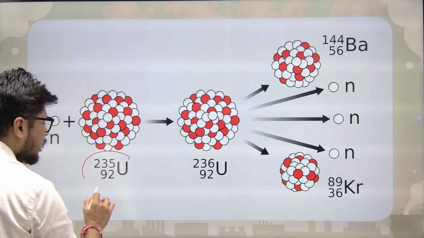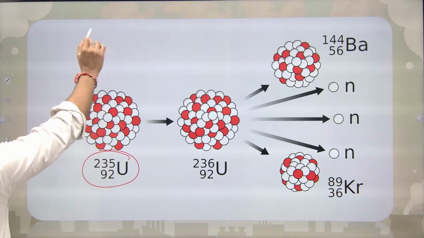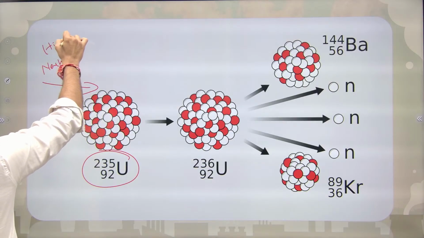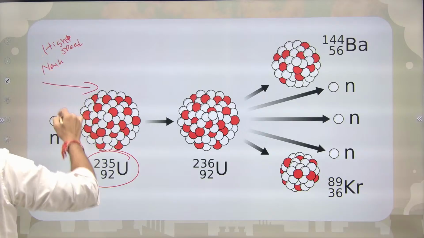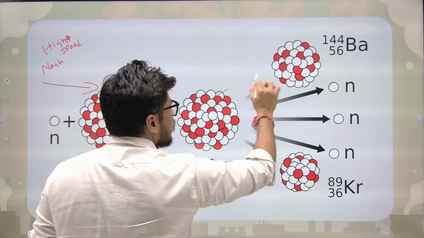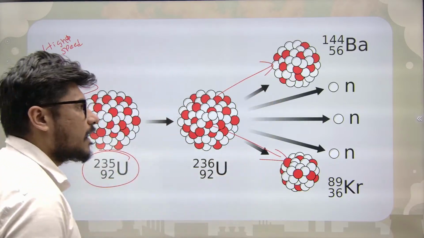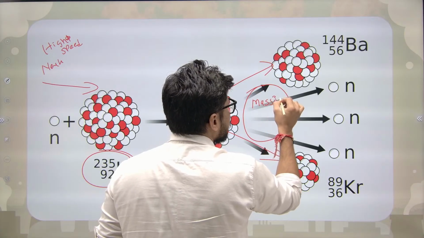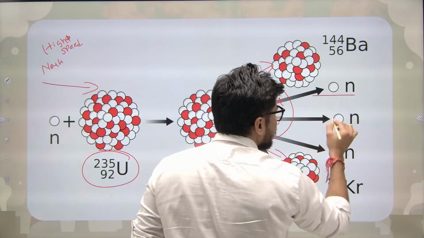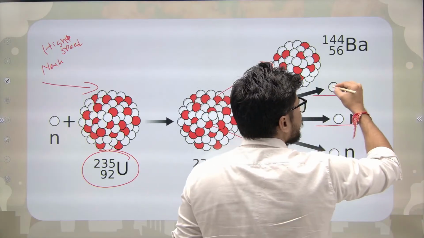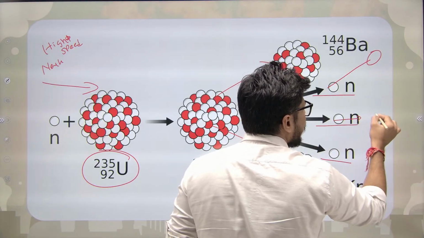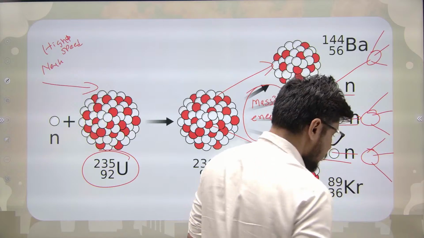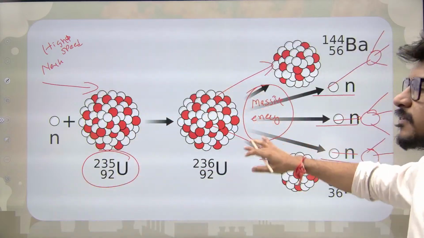There is uranium 235. When I hit this uranium 235 nucleus with a high speed neutron, as we have seen, it will split into two parts. This splitting process generates a massive amount of energy, and it also generates more neutrons. Again, these neutrons will hit some other nuclei, and that's how the chain reaction starts. This is the way the chain reaction starts.